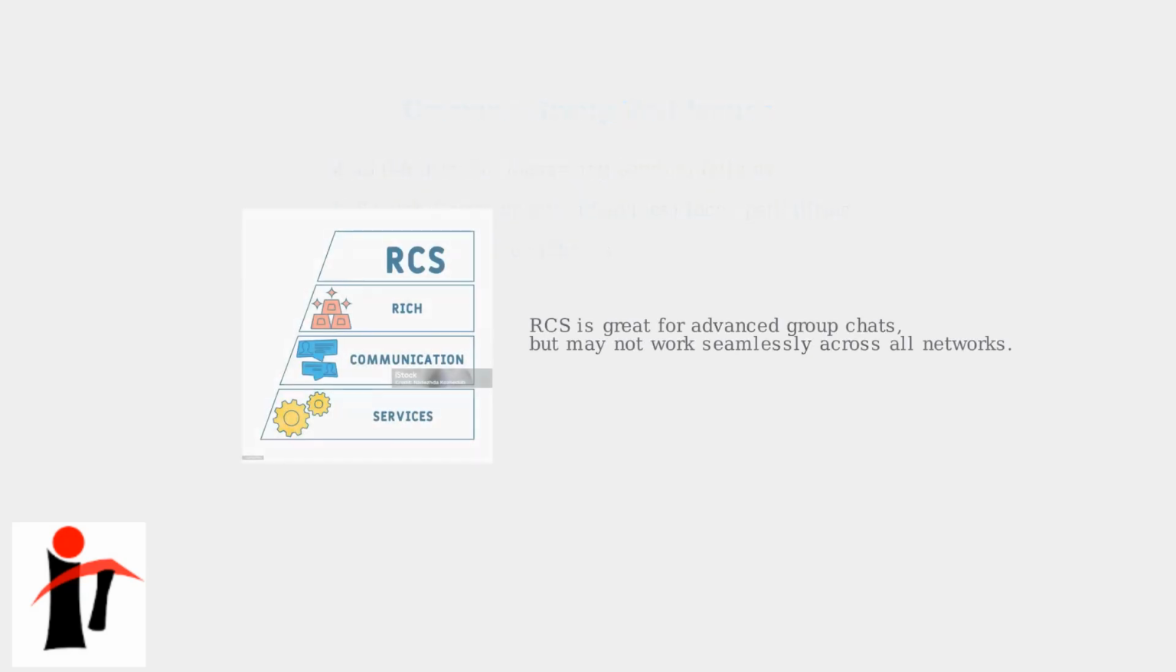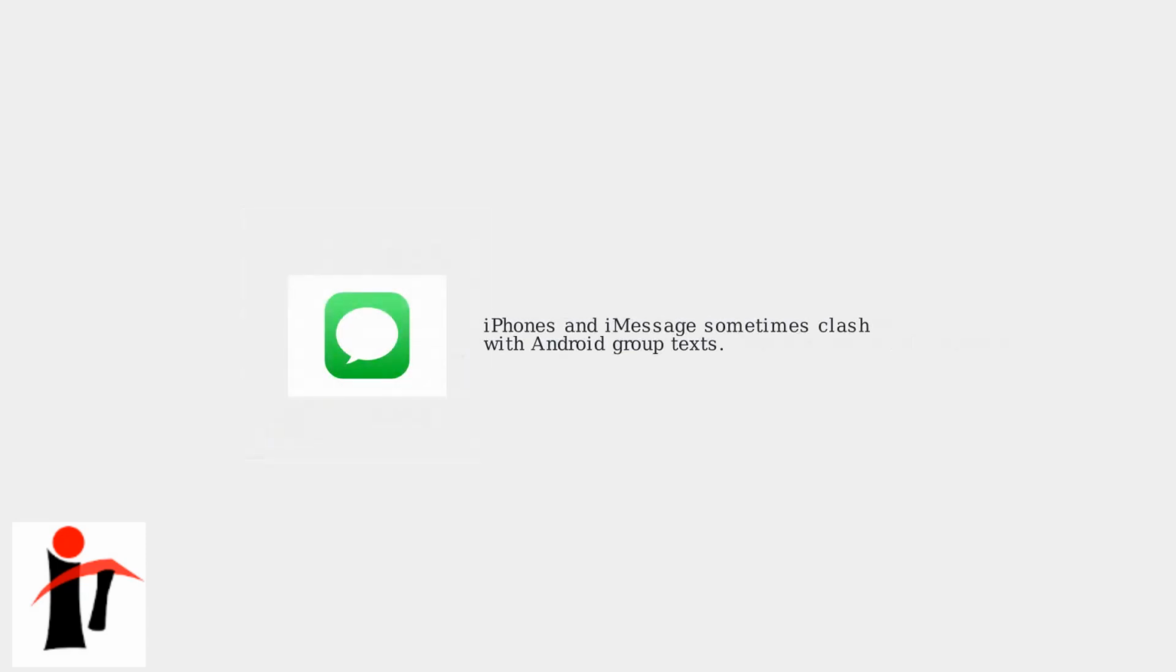The good news is, there are fixes. The first step is understanding the cause of the problems. For example, RCS is great for advanced group chats, but it might not work seamlessly across all networks H2O uses. Similarly, iPhones and iMessage sometimes clash with Android group texts.